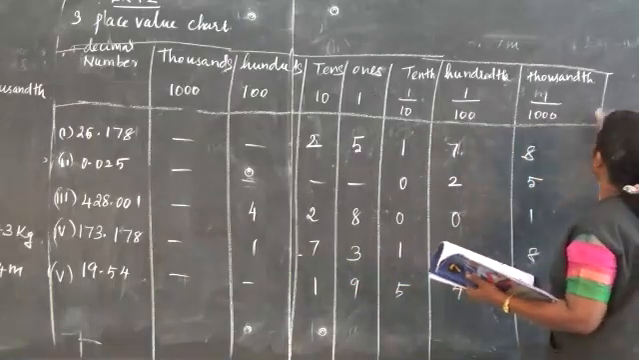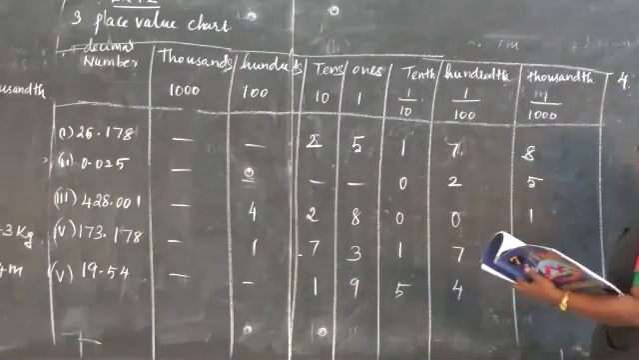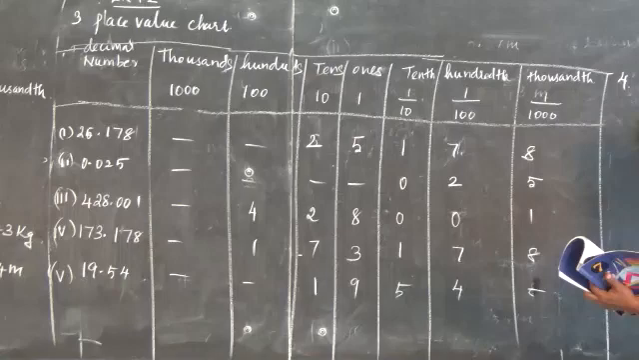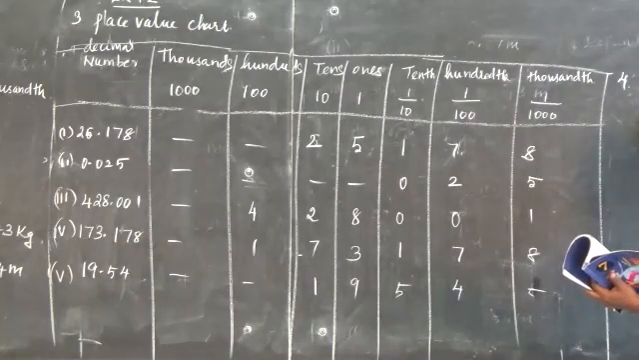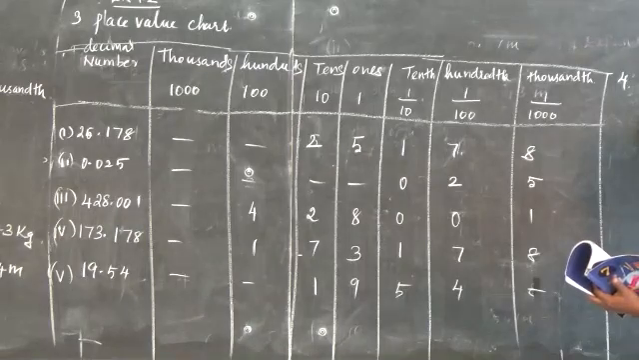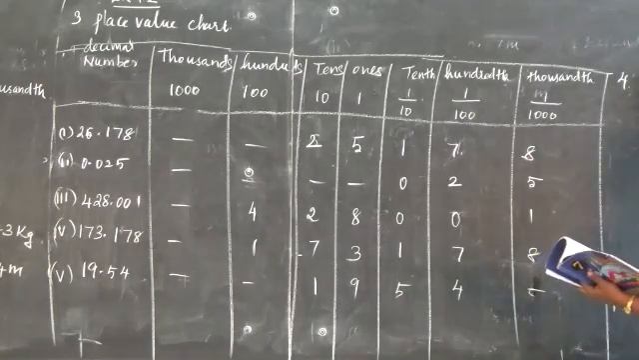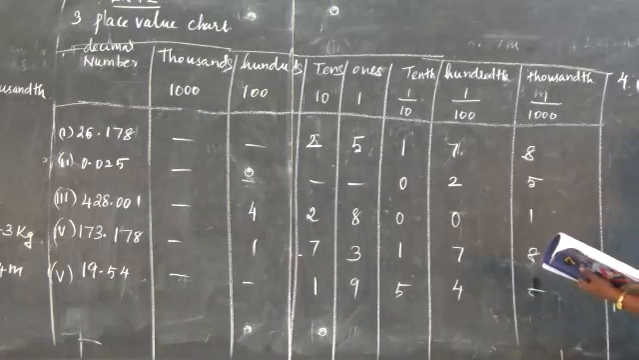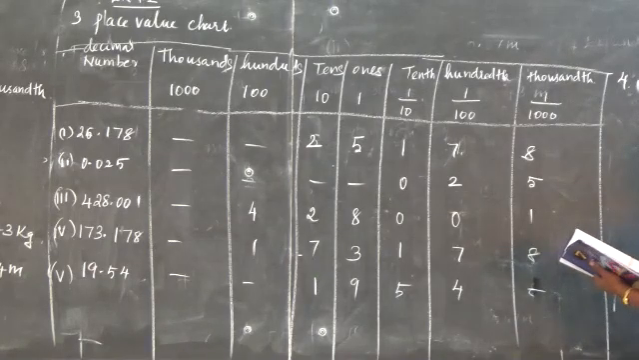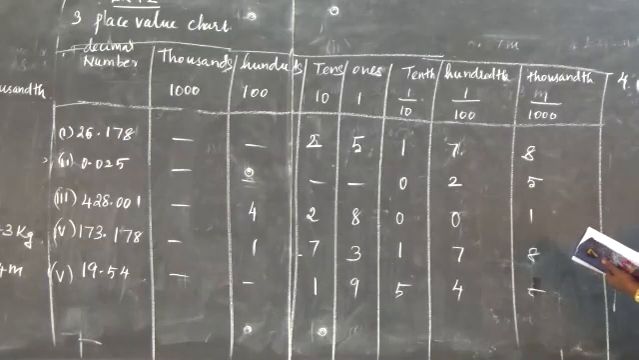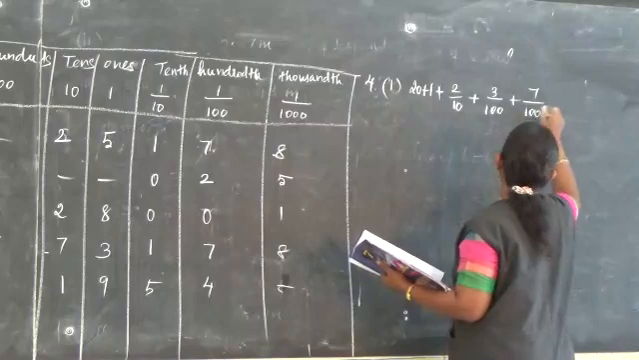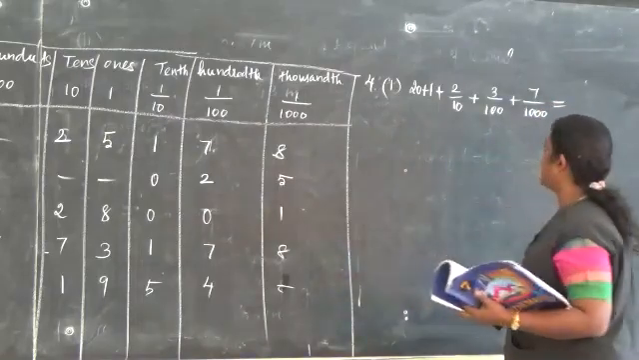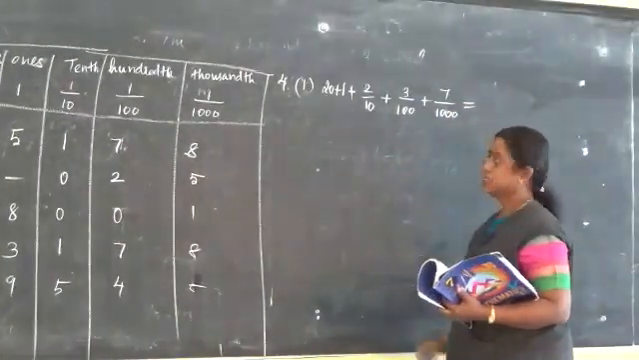Come to that fourth subdivision. They are given to us in expanded form. From that expanded form, we have to find out the decimal numbers. What is the first subdivision that is given to us? 20 plus 1 plus 2 by 10 plus 3 by 100 plus 7 by 1000. From that, we have to find the decimal numbers.